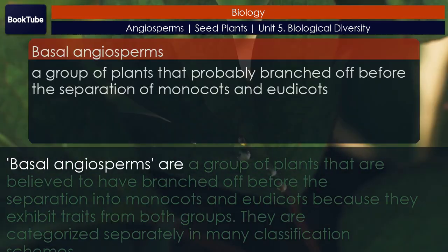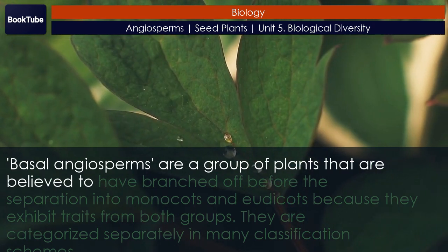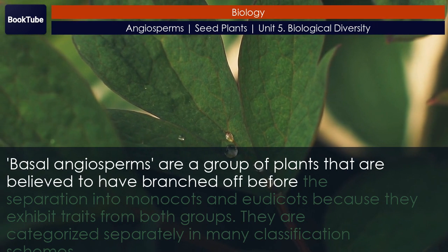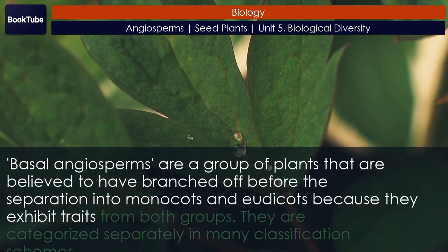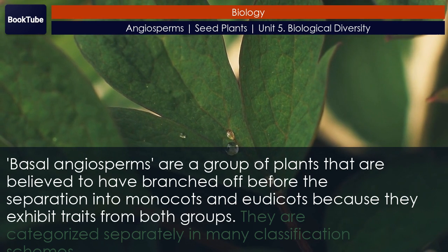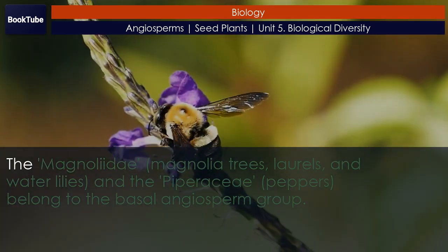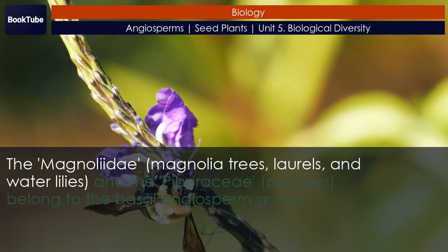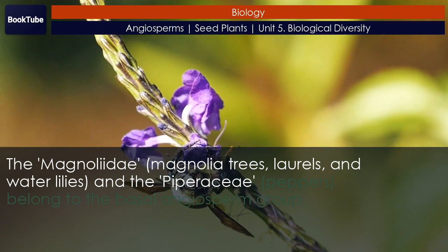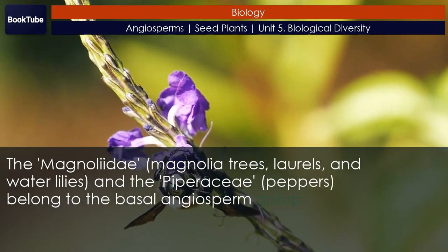Basal angiosperms are a group of plants that are believed to have branched off before the separation into monocots and eudicots because they exhibit traits from both groups. They are categorized separately in many classification schemes. The Magnoliidae, magnolia trees, laurels, and water lilies, and the Piperaceae, peppers, belong to the basal angiosperm group.